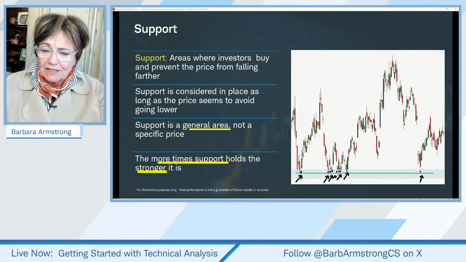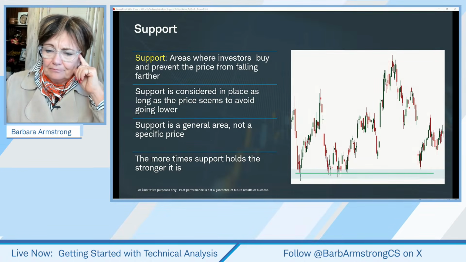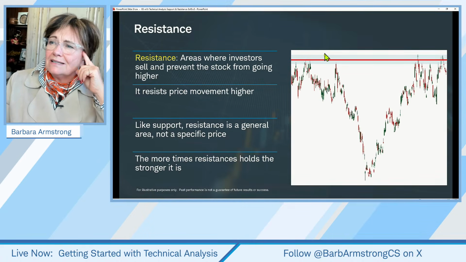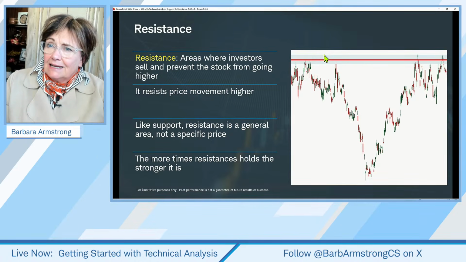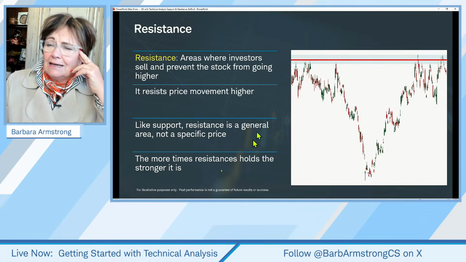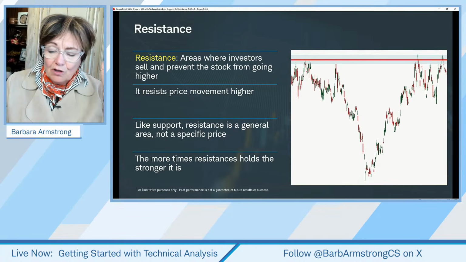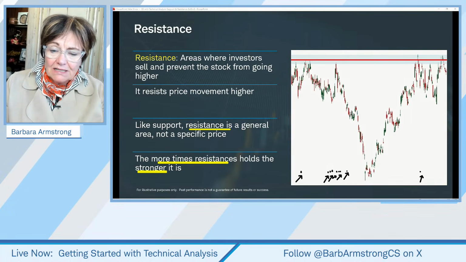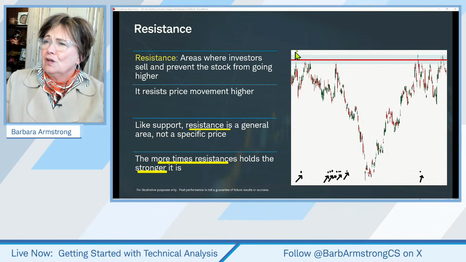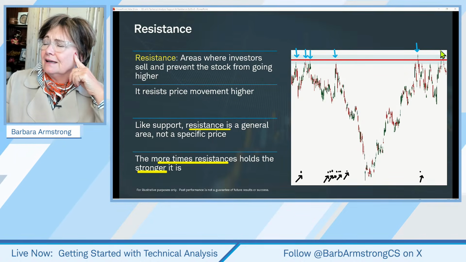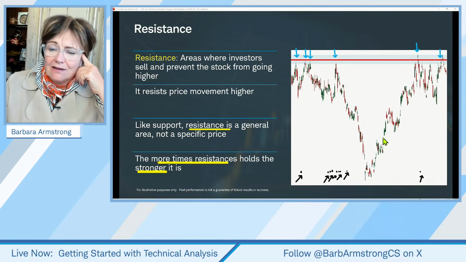It's not $50.20, per se, as an example. And resistance is the other end. It's the ceiling. And again, the same logic applies. It's a general area, not a finite or specific price. And as with the support level, the more times the price comes up and bonks its head on the ceiling, the stronger this resistance level is seen to be.